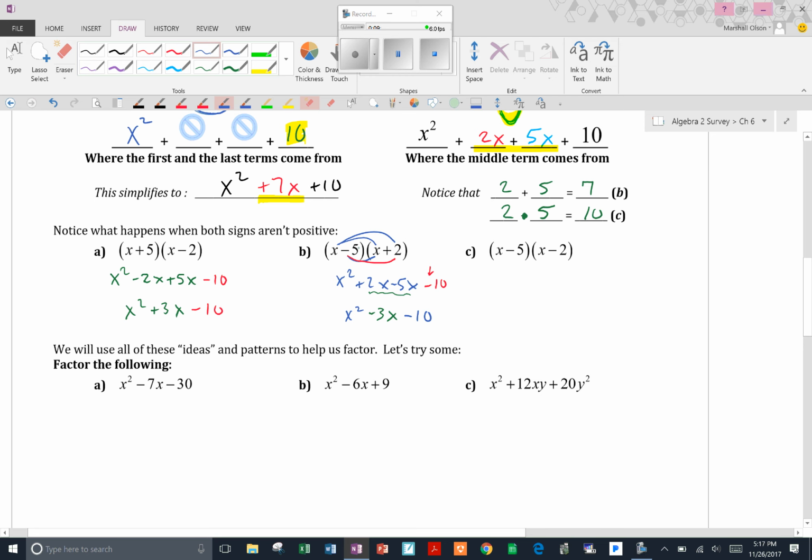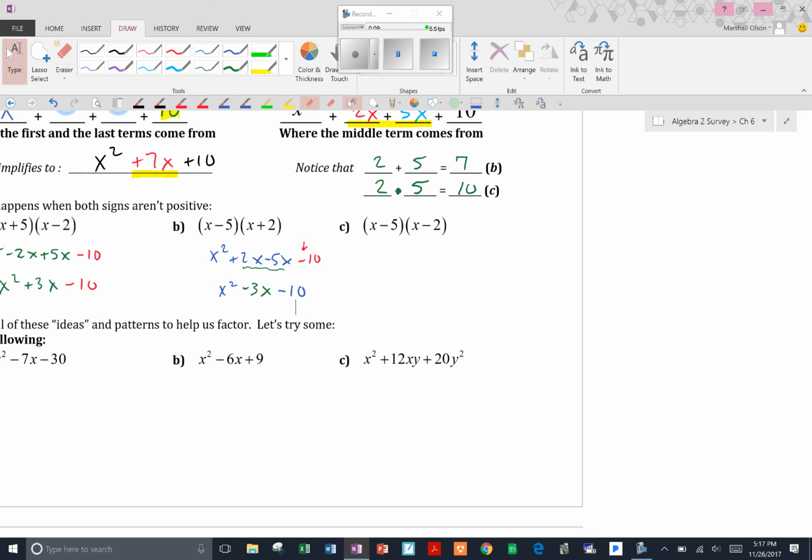And that's because this time it was the 5 that was negative and not the 2. The last one, they're both negative. So when we multiply this out, we get x squared minus 2x minus 7x. But now notice what happens here. The negative 5 times the negative 2 gives us a positive 10. So the fact that they're both negative will make that a positive at the end there.